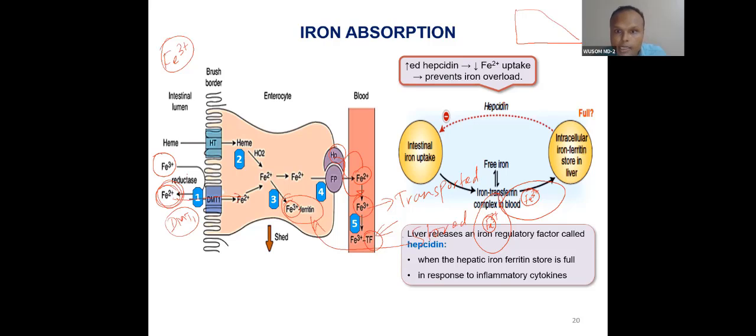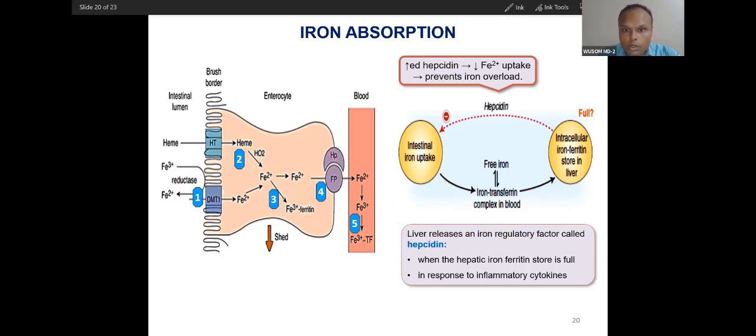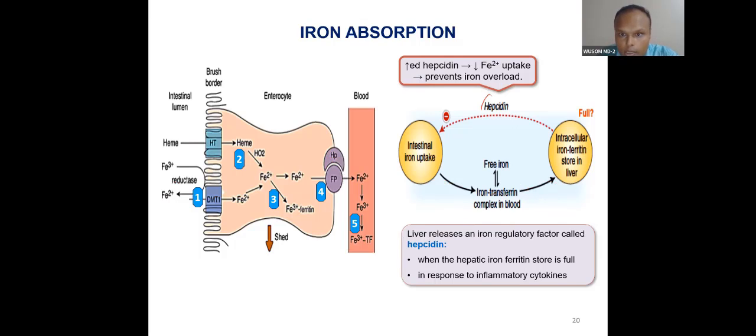What does hepcidin do? If iron in the body becomes very high, this will cause increased hepcidin release from the liver. And this hepcidin, what does it cause? It will inhibit this, and because of that, absorption will also be inhibited. So hepcidin inhibits intestinal iron absorption.